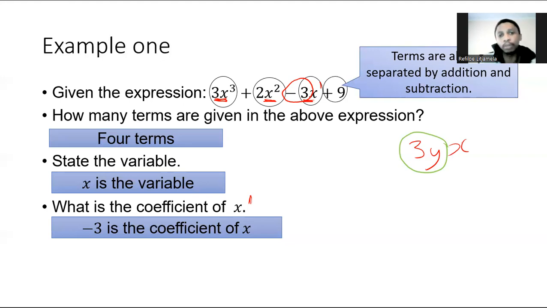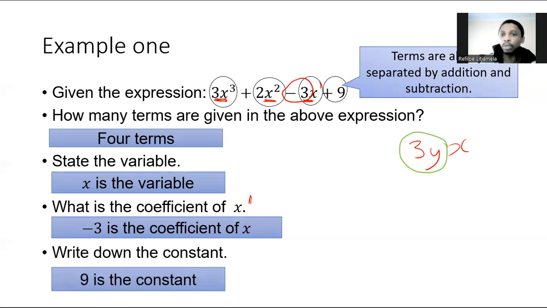Now, what is a constant? A constant is simply any integer, okay? For now, it's any integer, but later on, you will actually learn about dependent and independent variables. I don't want to confuse you with that. You will learn about that later on. For now, just know that it's an integer that doesn't have the variable x. Now, 9 in this case will be our constant.